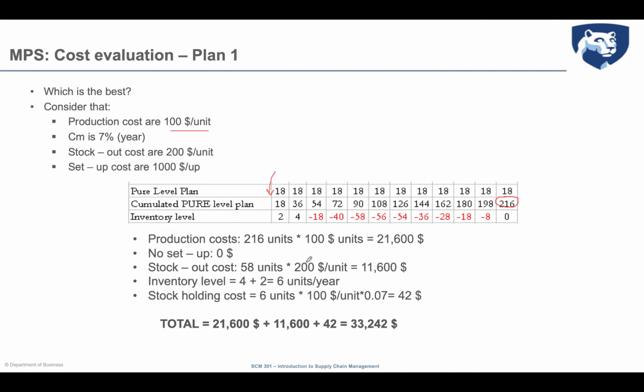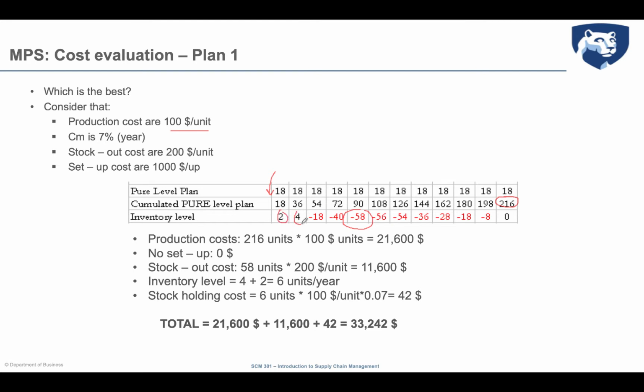How much is the stockout cost? If you look at that, the maximum stockout is reached in period 5 when I have 58 units. Okay, then I'm able to solve it, and the cost of the stockout is 58 units multiplied by $200 per unit, $11,600. How much inventory do I have?